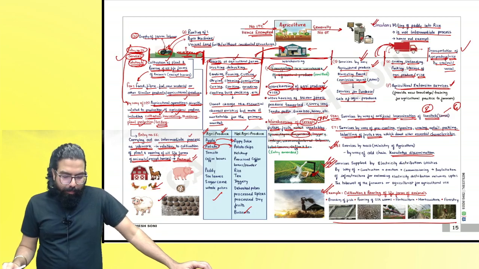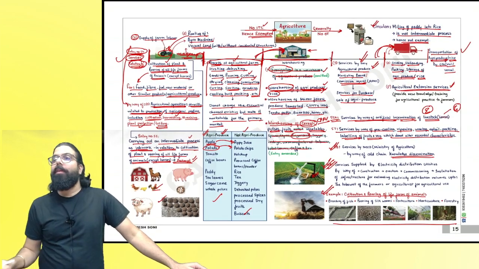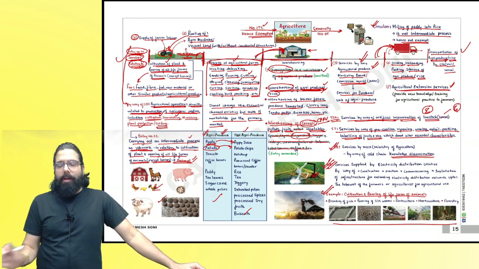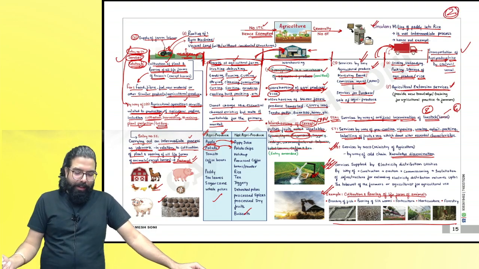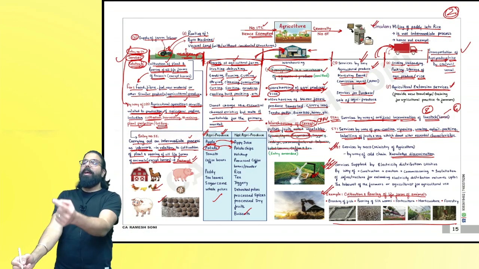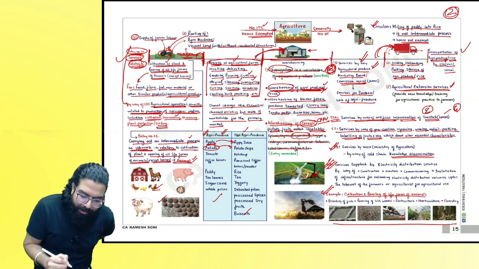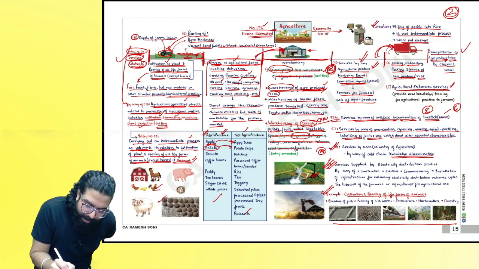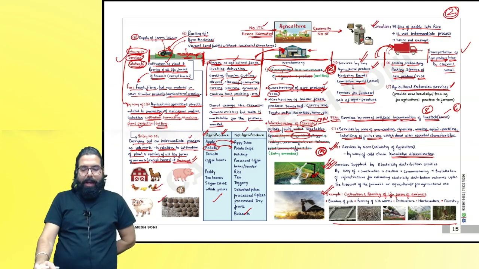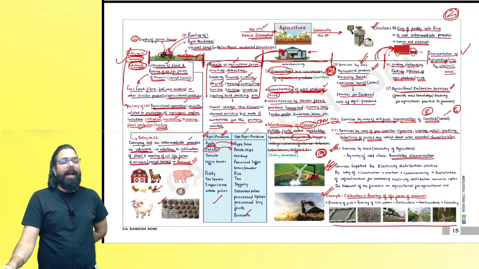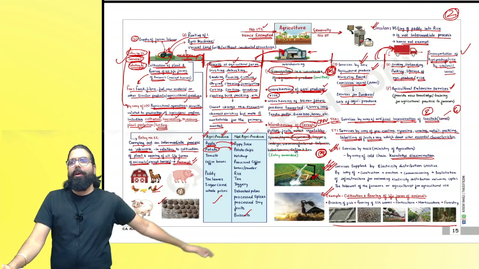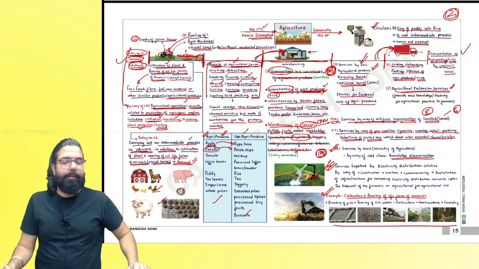I'll close my discussion on the chart of agriculture. 2 marks, 2 marks, 2 marks. I feel they can ask you a small point. The fumigation point, I've explained to you. Amendment, everyone. The fumigation point. Amendment, the warehousing point. Please be careful, right, everyone? I'll close my discussion on agriculture over here. Done.